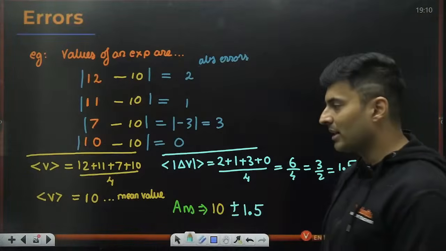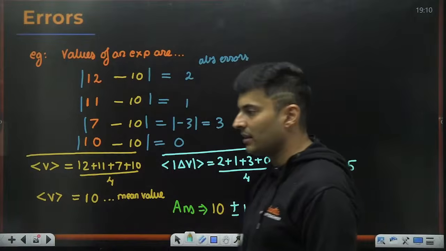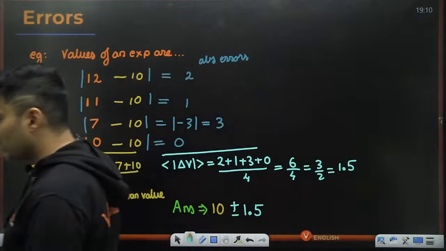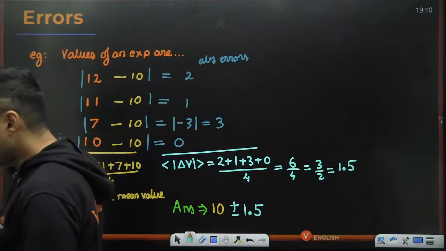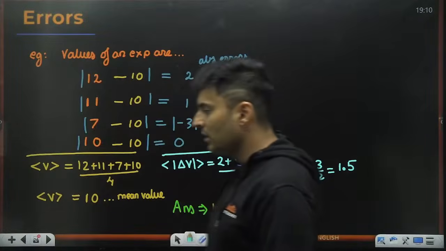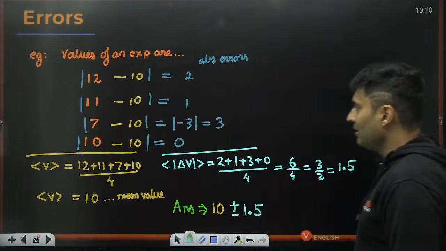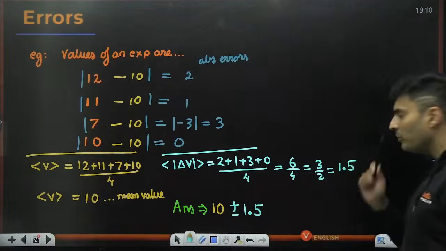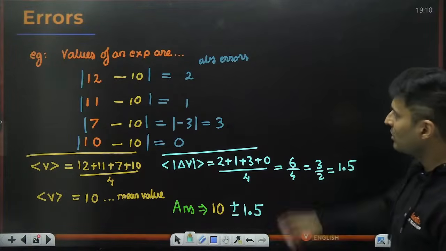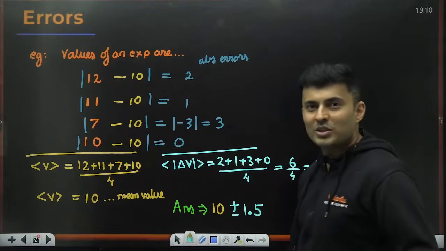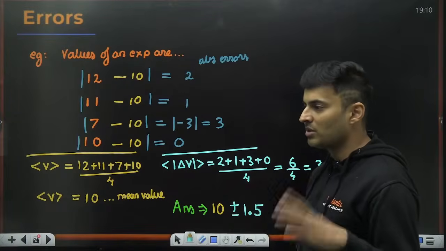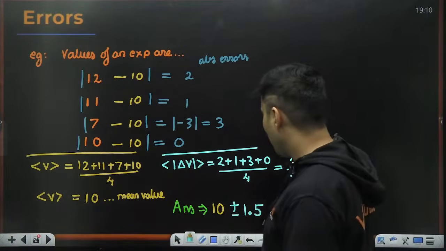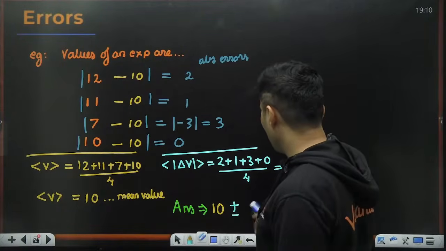This answer is not correct, guys. There is some problem in this answer. Can you quickly identify where the mistake has been made? There is a small mistake in this. The mistake is, how did we write this decimal place? Because there was no decimal place anywhere. So the uncertainty in the measurement was only till the integer part. Be careful, guys. So this is not going to be 1.5.